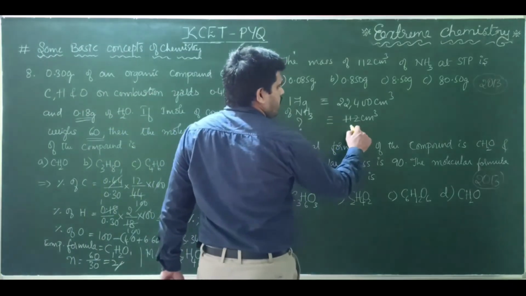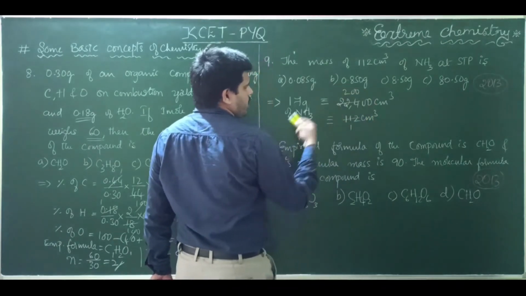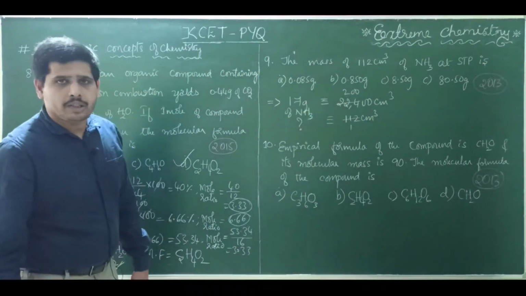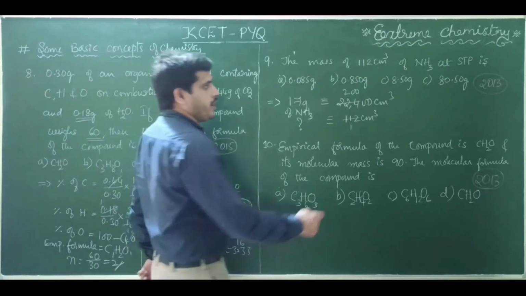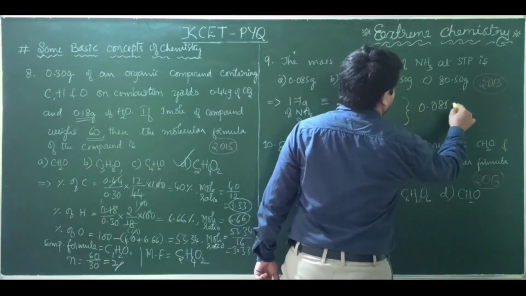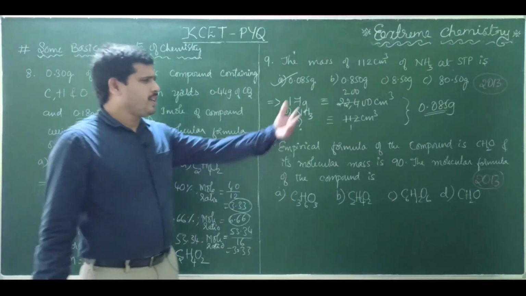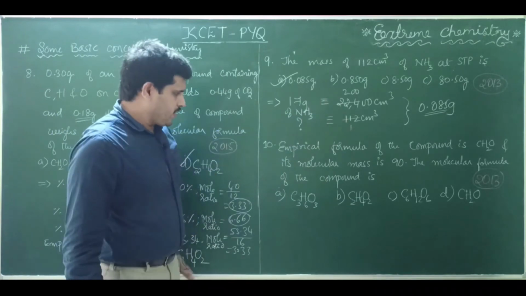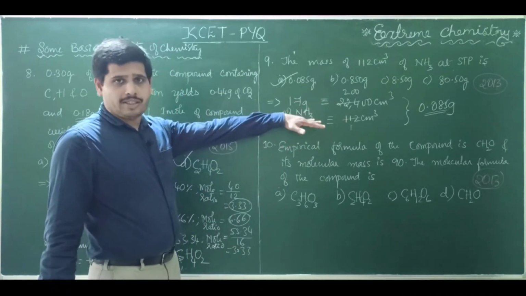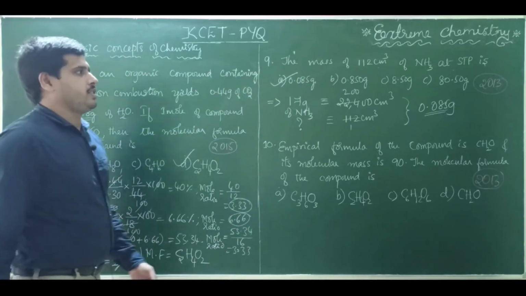So this is 112 over 22,400, which is nothing but 1 by 200, so 17 by 200, which is nothing but 0.085 gram. So option A is your right choice. In a very simple single step you can complete this if you are very good in the concept. Of course, for that the synopsis part has to be very clear.